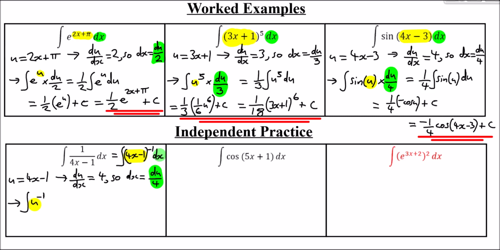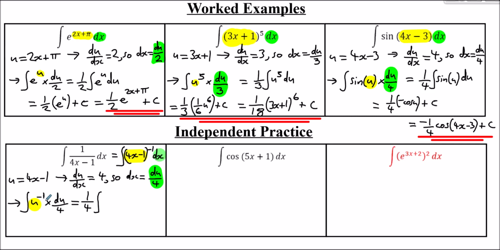So replacing the dx with du over 4 gives us this. That 1/4 is a constant, so it can move to the outside. And then we're just integrating u to the minus 1 with respect to u.